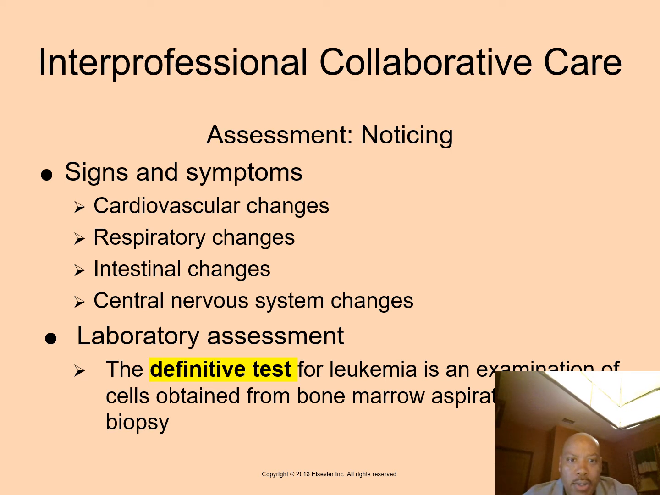So let's go ahead and get into some of the signs and symptoms these patients will have because of leukemia. It will take an interprofessional team and family and social support in order to successfully manage and treat this condition. We will be talking about how the signs and symptoms impact the cardiovascular, respiratory, intestinal, and central nervous system.